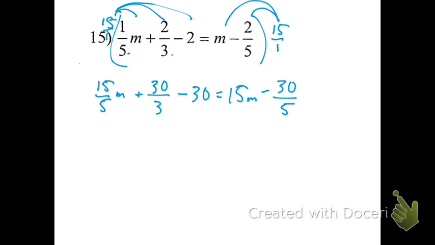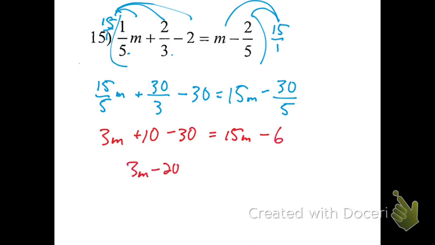All right, lots of work there. Now we got to simplify. This will be 3m plus 10 minus 30 equals 15m minus 6. So I have 3m minus 20 is equal to 15m minus 6. I'm going to subtract 3m from each side. Why not? Do the smaller variable, right? So I get -20 is equal to 12m minus 6. I'm going to add 6 to both sides.